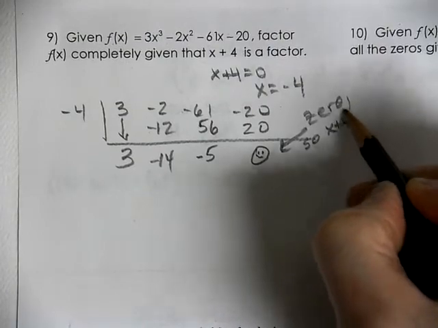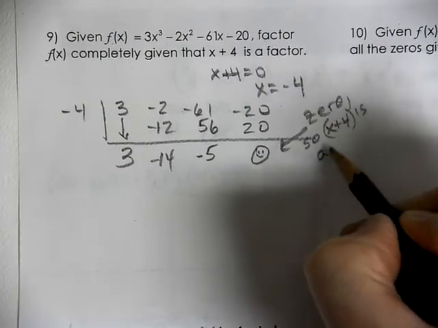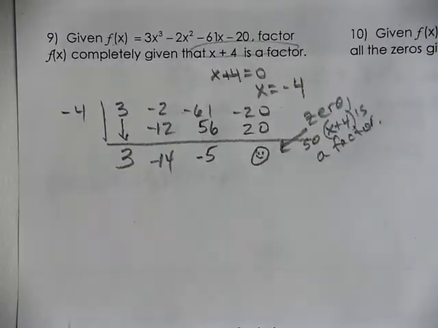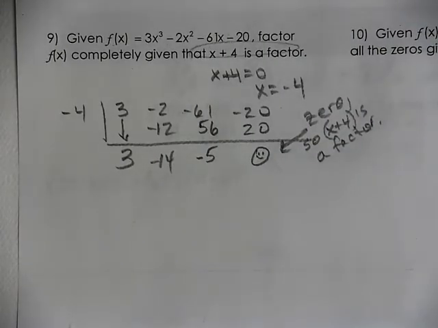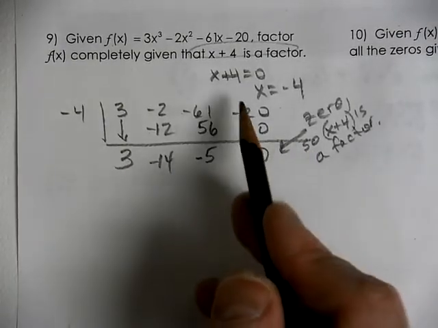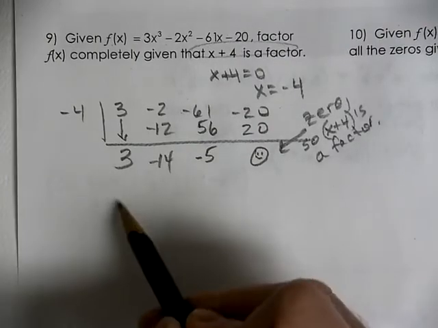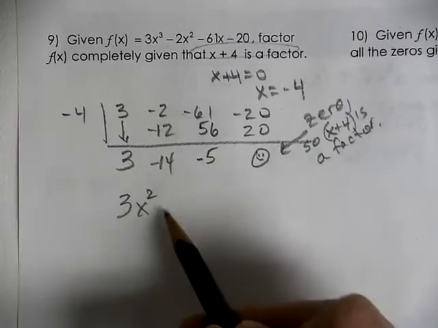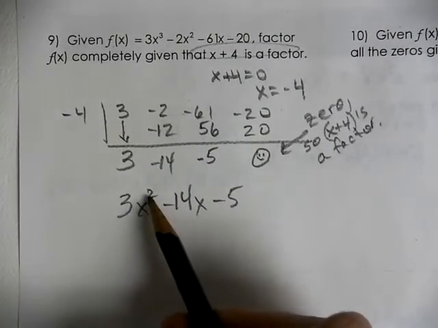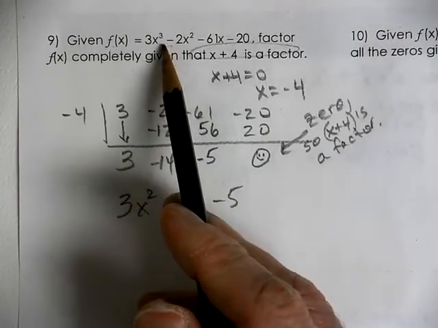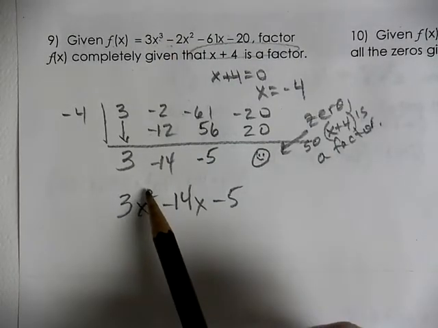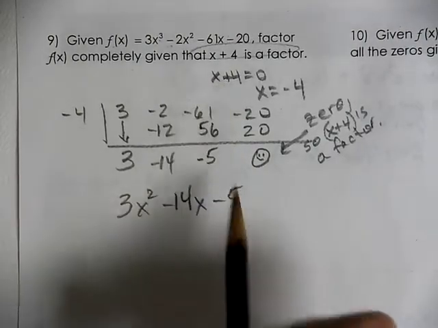So x plus 4 is a factor. Well, we knew that. They told us that it was a factor. So why do we care? Because we're looking for what we get after we factor this. We get a 3x squared, a negative 14x, and a negative 5. We go 1 degree less than what we started with. This was an x cubed, so now we're down to an x squared because we divided x out.